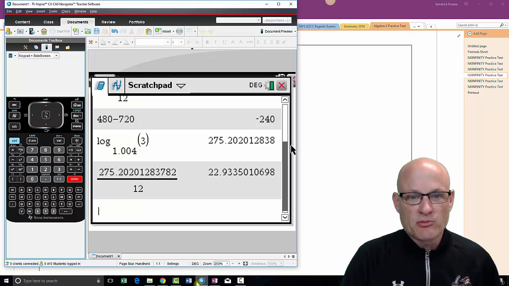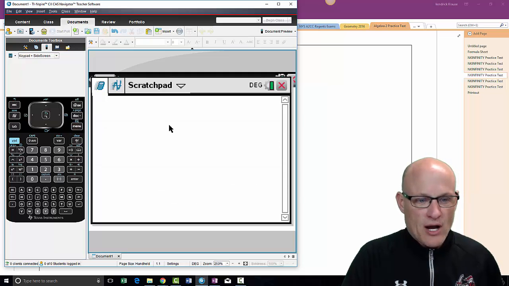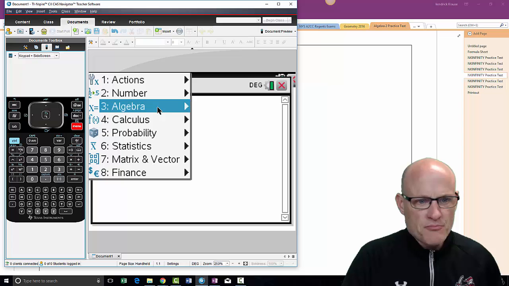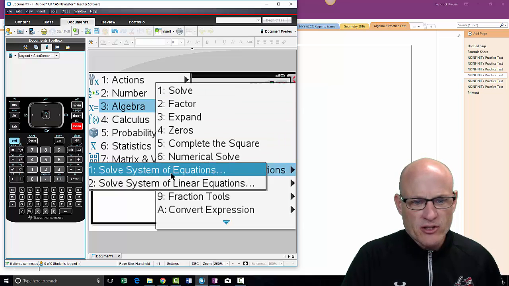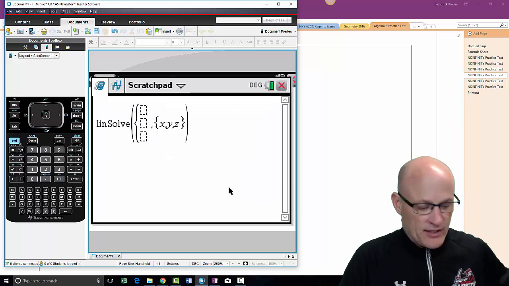Before I do that, what I want to do is solve this thing. So I'm going to type this in. Menu, algebra, solve a system of linear equations. There are 3 equations. They did, in fact, call them x, y, and z. That's good.